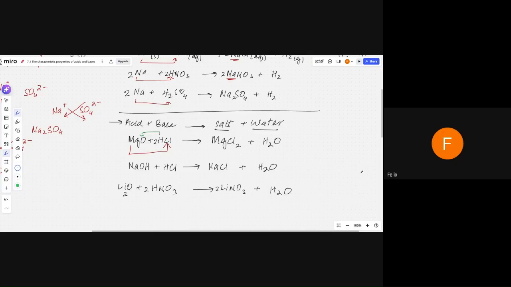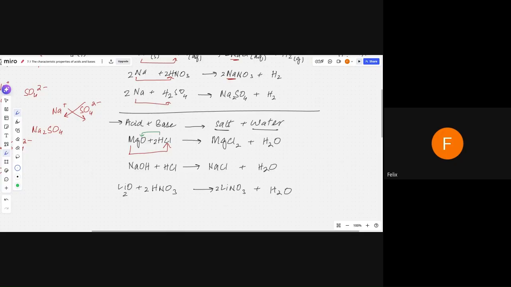Yeah, 7 oxygens on both sides. So now that is called a nitrate salt, right? And if sulfuric acid reacts with lithium oxide, the salt produced will be lithium sulfate. So I hope this is clear.